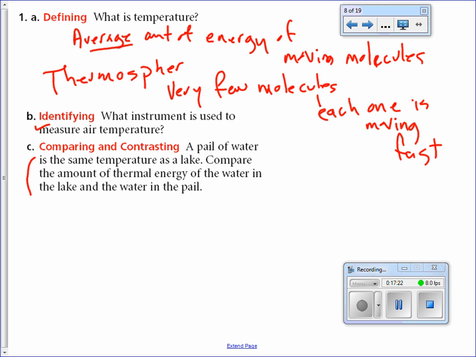If it's a 60-degree day at sea level and a 60-degree day on the top of a mountain, where do you get hotter? There's more heat energy in the atmosphere at sea level because there's more molecules. Okay. Confusing, but all right, question.